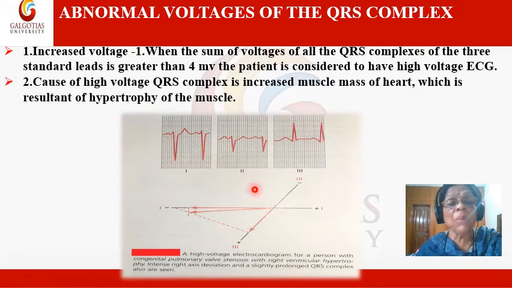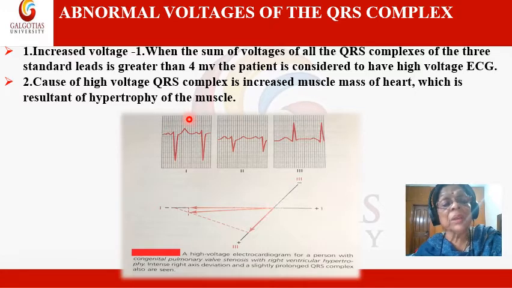Now, abnormal voltages. So till now we have studied what happens when there is increased mass in either the left ventricle or right ventricle, or that the deviation may also occur when there is obstruction in the conduction of the impulse through the left bundle branch or the right bundle branch. Now let us come to the second case, when there is abnormal voltage of the QRS complex.